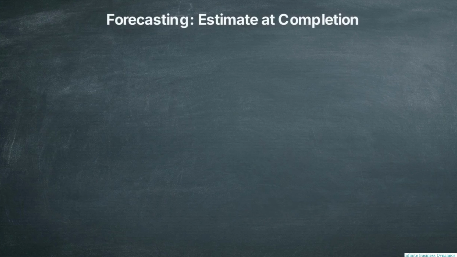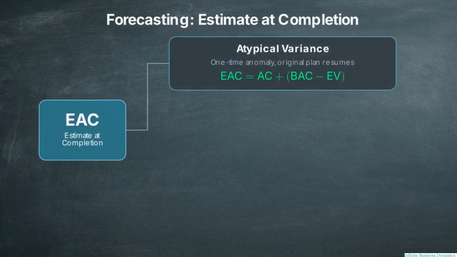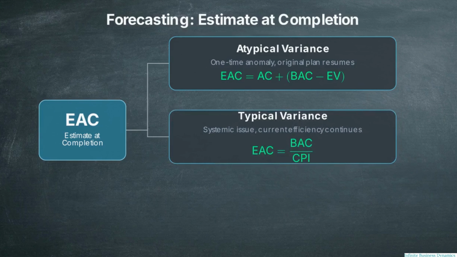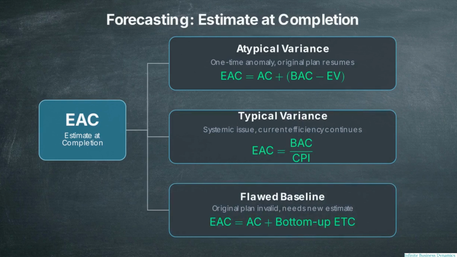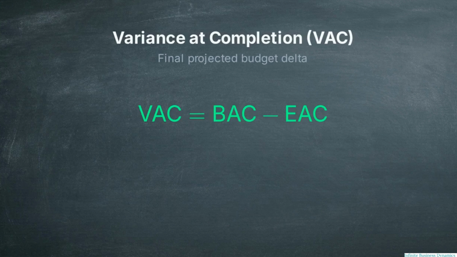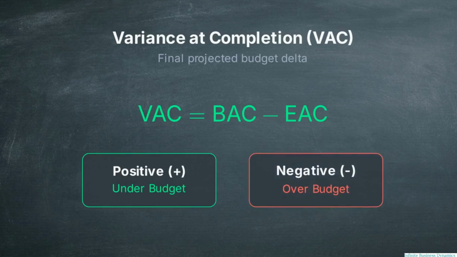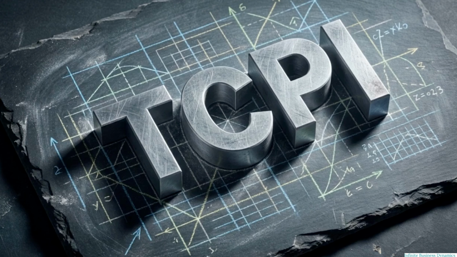Next, forecast the estimate at completion by diagnosing the variance. For one-time anomalies, use the atypical branch, assuming original plans resume. For systemic issues, use the typical branch, assuming current efficiency continues. If the original plan is invalid, use flawed baseline, requiring a bottom-up estimate. To determine the final projected budget delta, calculate your variance at completion by subtracting your EAC from the original budget at completion.